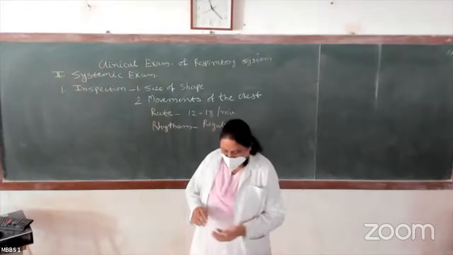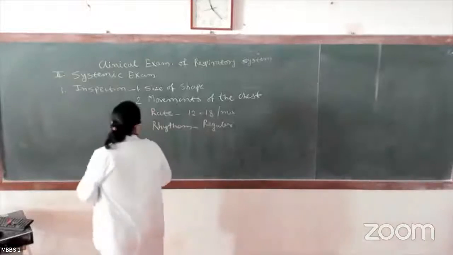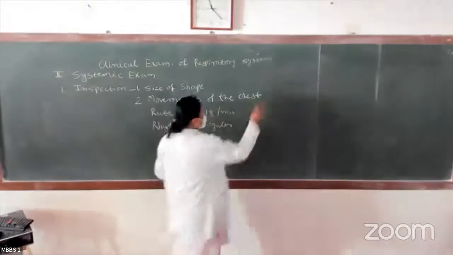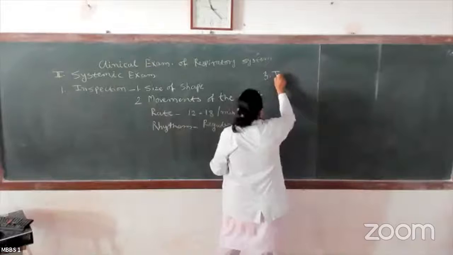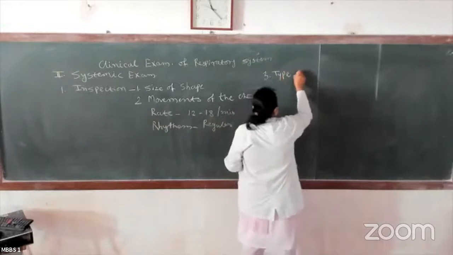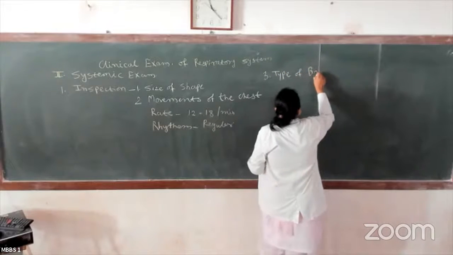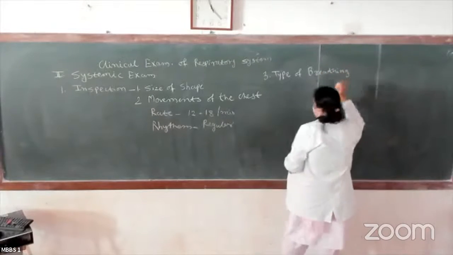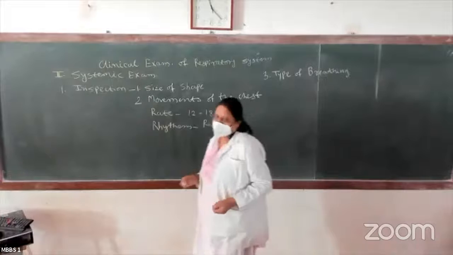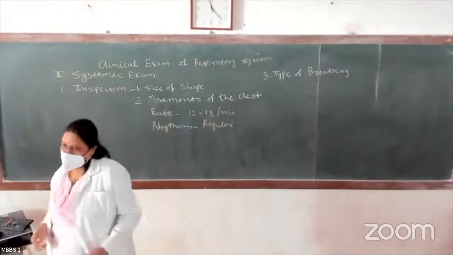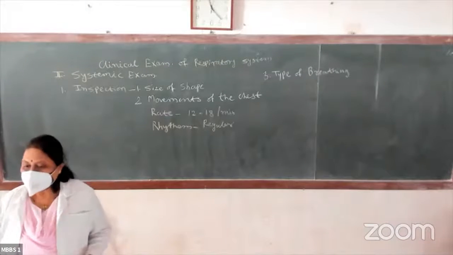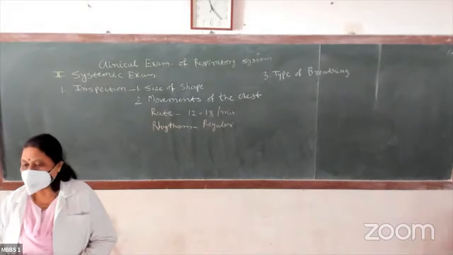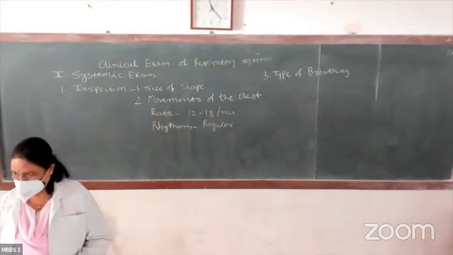Then next is the type of breathing. The third point is the type of breathing. There are two types of breathing: in males it is different and in females it is different. In males it is the abdominal-thoracic type of breathing, and in females the thoraco-abdominal type of breathing.